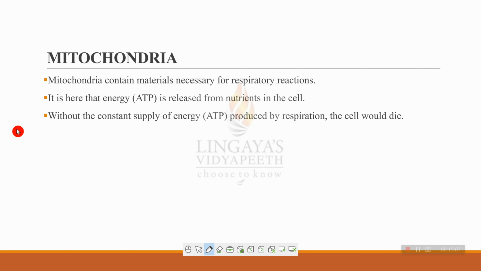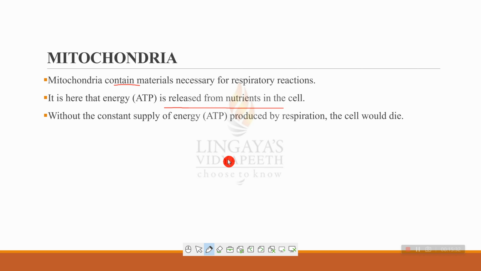Moving on. So let's focus on some of the important functions of the mitochondria. It is necessary to perform respiratory reactions because it stores ATP in the form of energy in the cells. ATP is released from nutrients in the cells.